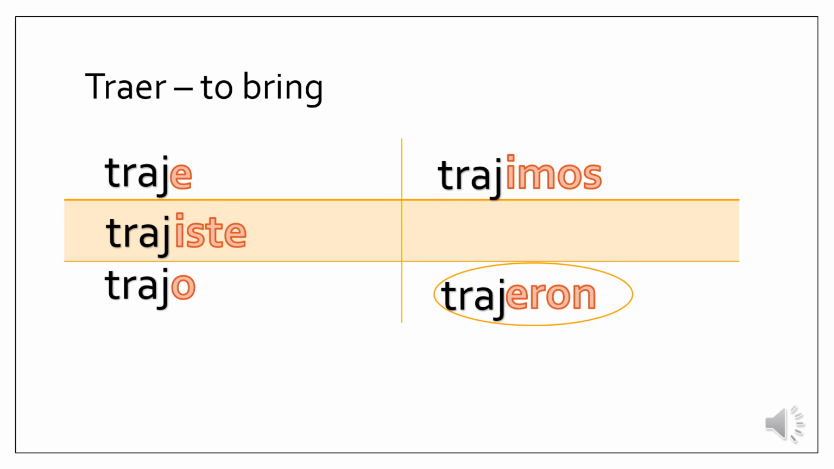Okay, so our forms of traer in the preterite are traje, trajiste, trajo, trajimos, trajeron. Traje can also mean suit, so we have to look at the context of the sentence to decide whether it's the verb traje or the noun traje.